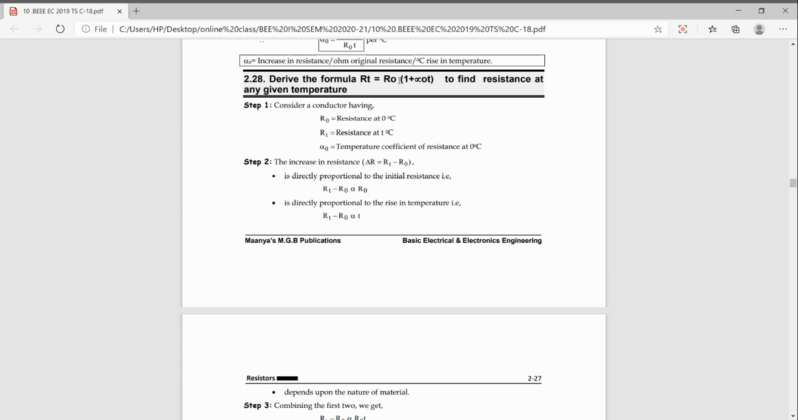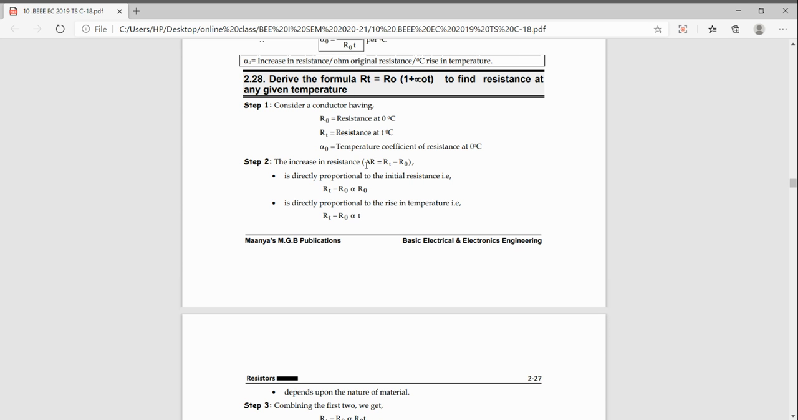For solving this formula, we have to consider a conductor having R naught as the resistance at 0 degrees centigrade, and RT as the resistance at T degrees centigrade. So R naught is the resistance at 0 degrees, RT is the resistance at T degrees, and alpha naught is the temperature coefficient at 0 degrees. So what is the rise in temperature?